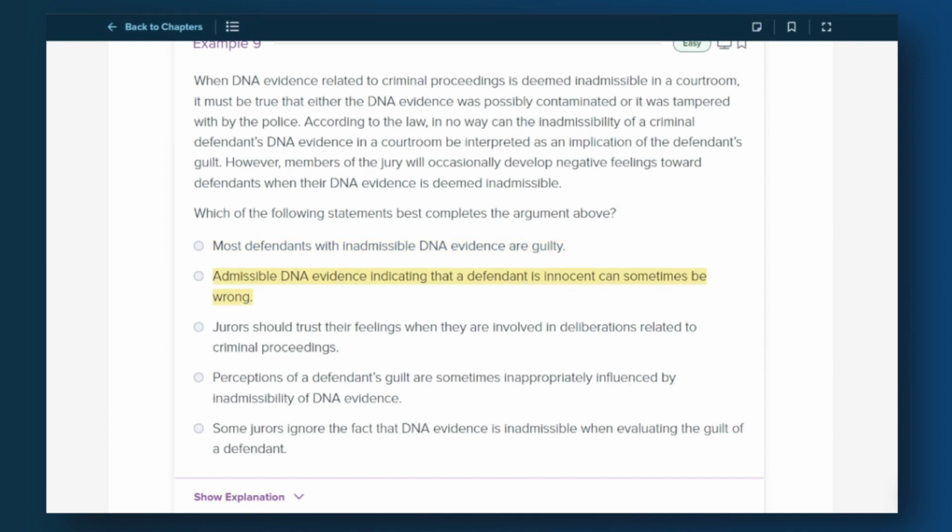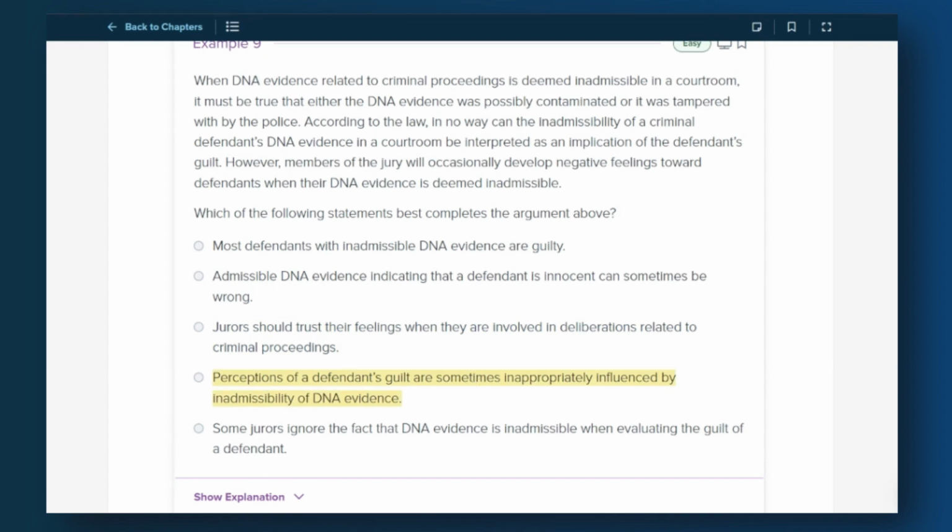Choice B, therefore, admissible DNA evidence indicating that a defendant is innocent can sometimes be wrong. This choice is talking about something else than the argument is talking about. It's out of scope. It's not our answer. C, therefore, jurors should trust their feelings when they are involved in deliberations related to criminal proceedings. This just completely contradicts the argument. It says that they behave unfairly when they trust their feelings. So this is not our answer.